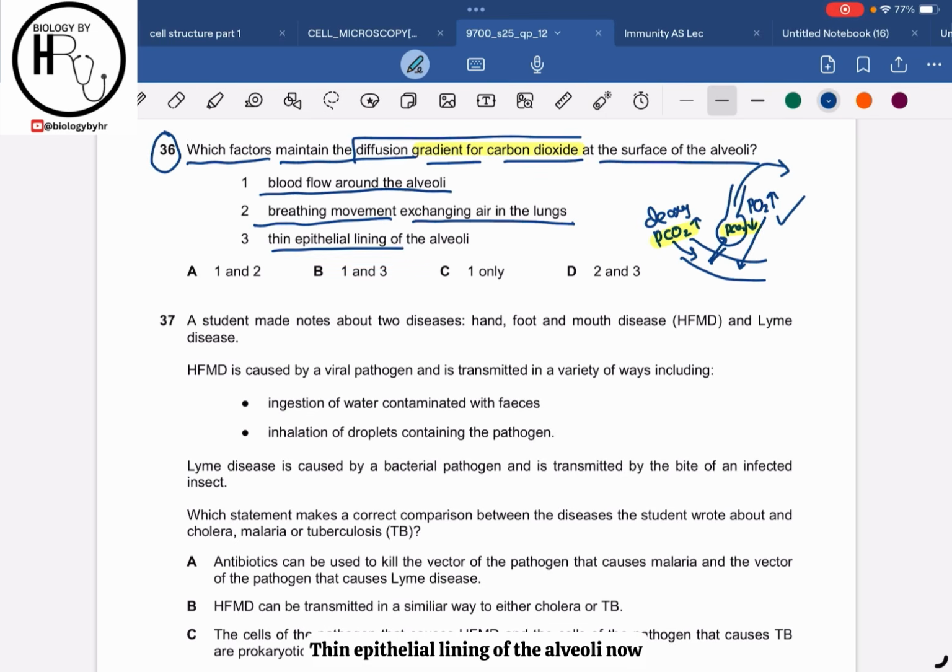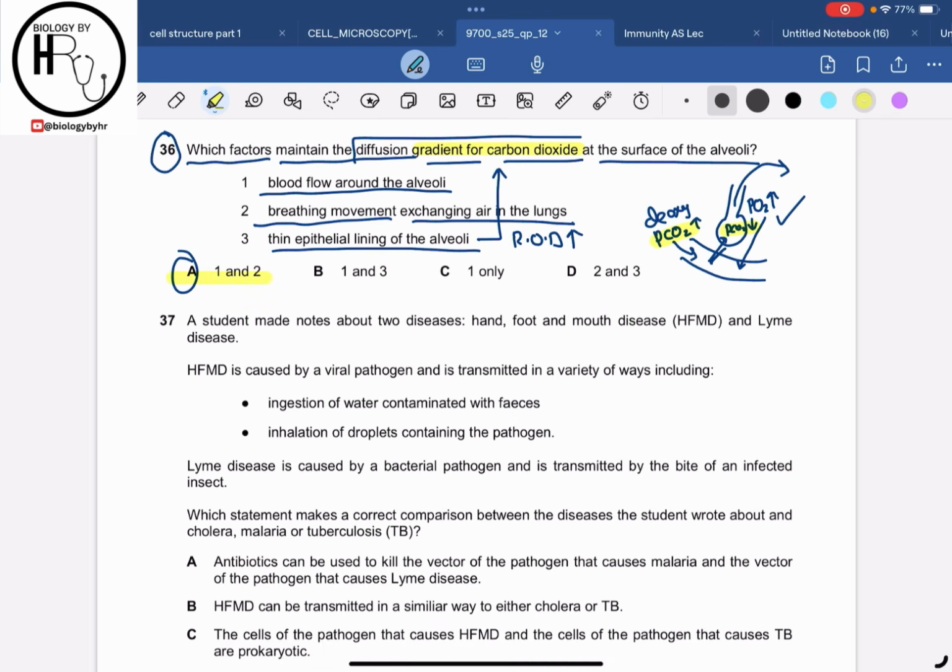Thin epithelial lining of the alveoli. Basically, the thin epithelial lining of the alveoli is not contributing to the diffusion gradient itself, but it is contributing to the rate of diffusion. It obviously increases the rate of diffusion, but it is not contributing to the diffusion gradient for carbon dioxide. So hence the correct answer over here would be option A, 1 and 2 only.